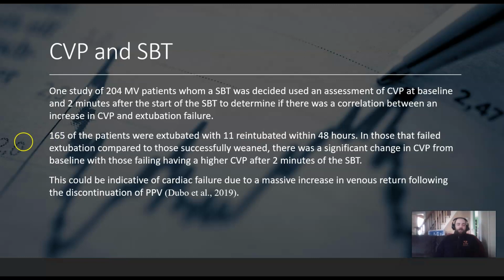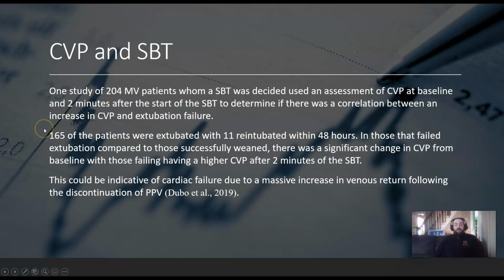So lastly, a pretty interesting study that I found about central venous pressure in spontaneous breathing trials. There's a study of 204 mechanically ventilated patients who were assigned to an SBT. They used an assessment of central venous pressure at baseline and then 2 minutes after the start of the spontaneous breathing trial to see if there was any correlation between an increase in central venous pressure and extubation failure.